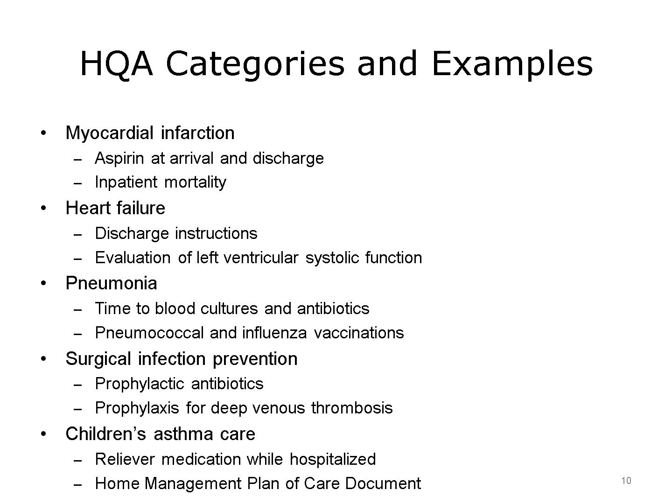Here are the HQA categories and some examples of the measures. The broad categories are myocardial infarction, heart failure, pneumonia, surgical infection prevention, and children's asthma care. Within these categories are a variety of mainly process measures. These are the quality measures that are reported to HQA and posted on the Hospital Compare website. Among the measures for myocardial infarction are actions such as aspirin given upon arrival at the hospital, when the diagnosis is made and when the patient is discharged, as well as inpatient mortality.